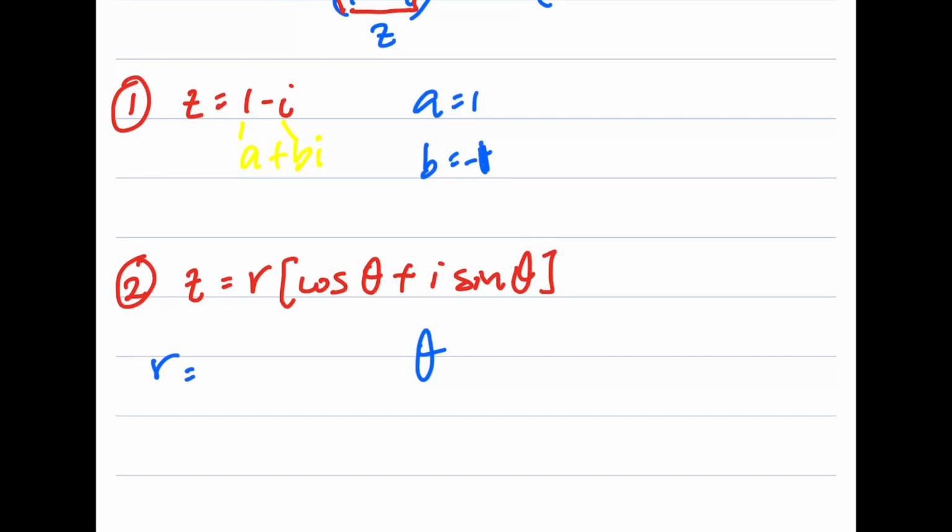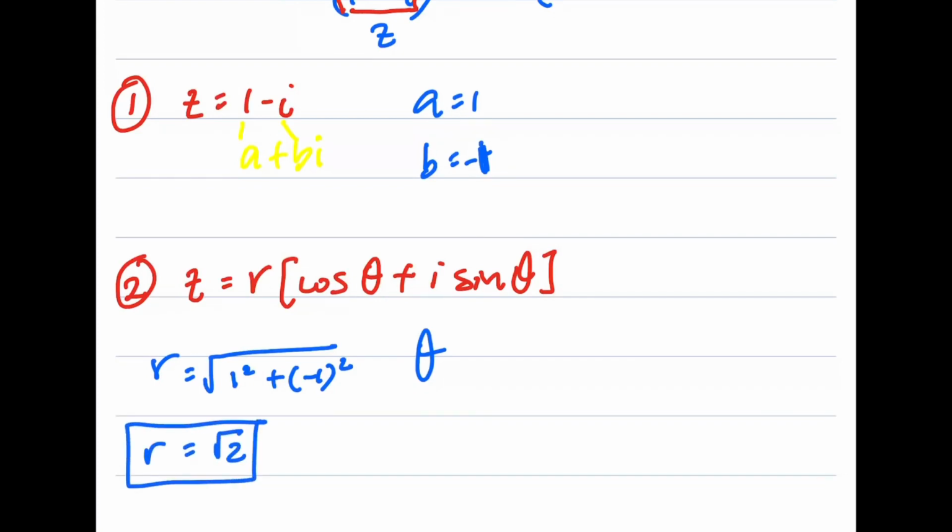The formula for r is the magnitude, so the square root of a squared plus b squared. Therefore, r is equal to the square root of 1 squared plus (minus 1) squared. So this is the square root of 2. So we finish with that.